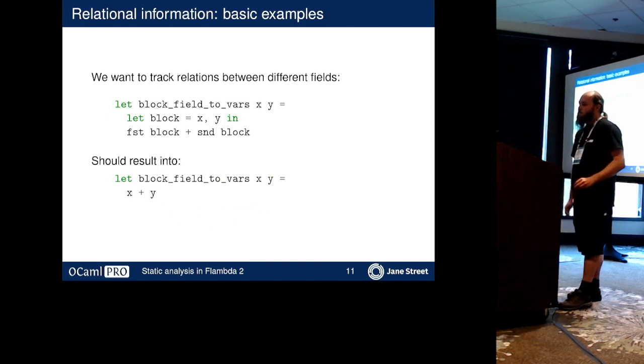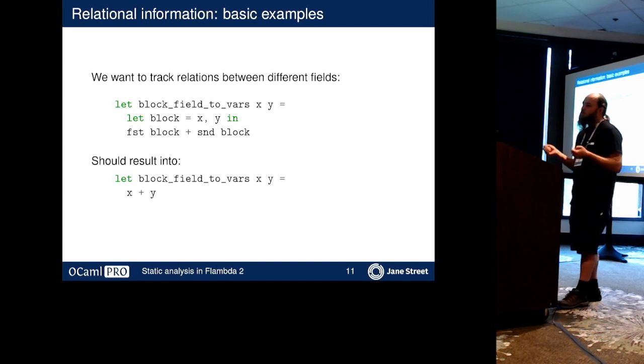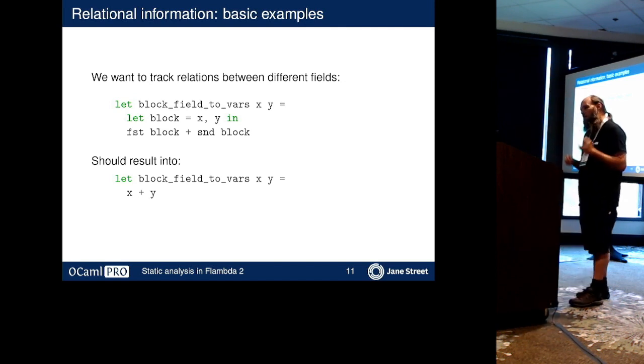So as I said, we have relational information, which are mainly aliases that are useful to track the relation between variables and fields of stuff or other variables. So if you look at that example, we have two variables, arguments to the function. We produce a block which contains that, and we extract the fields of that block.